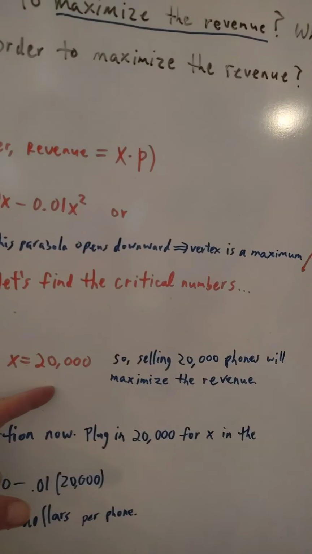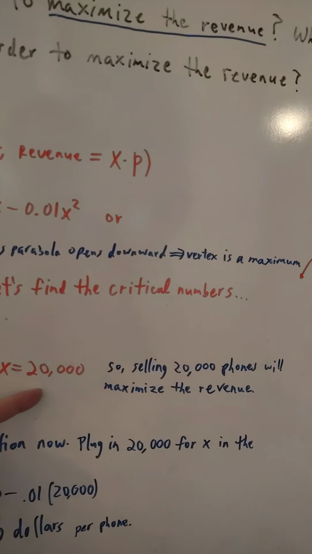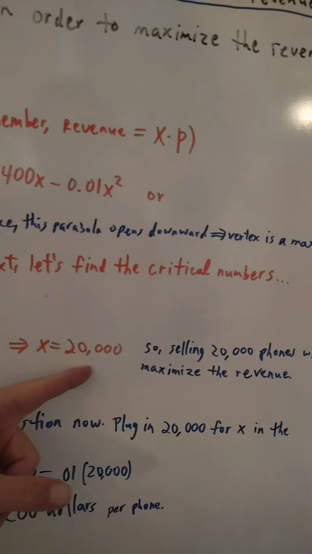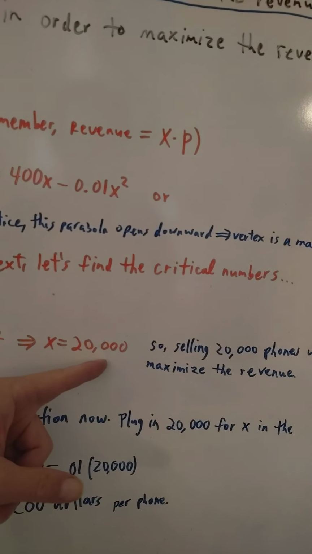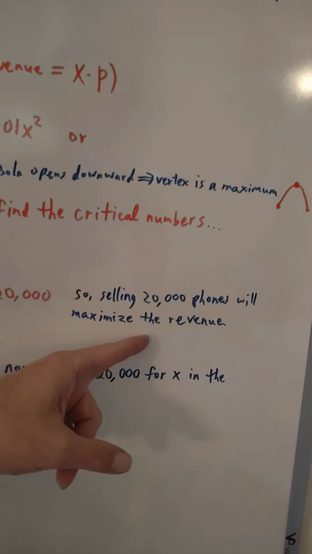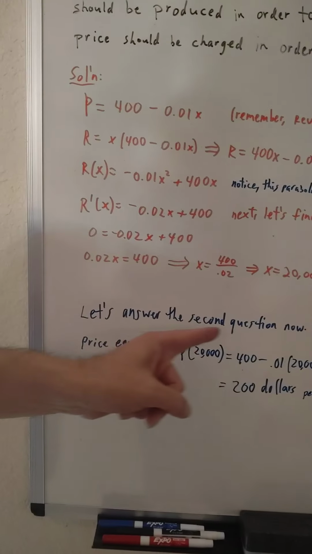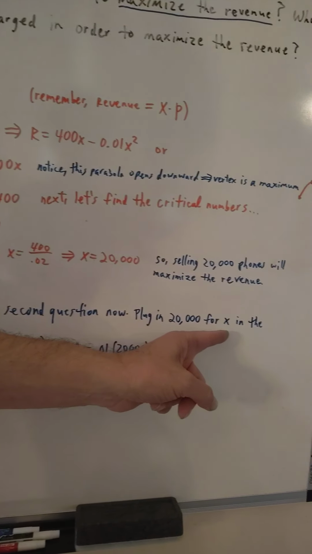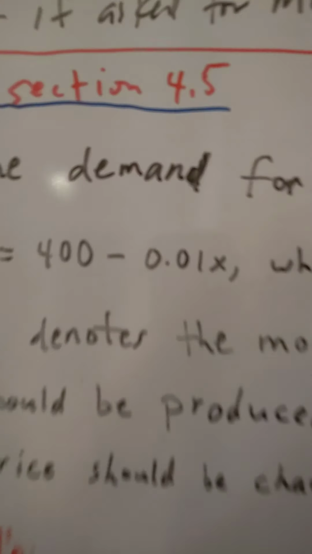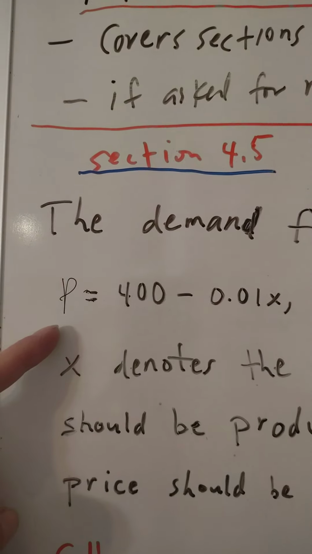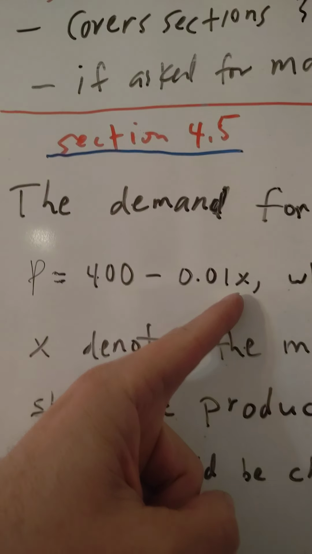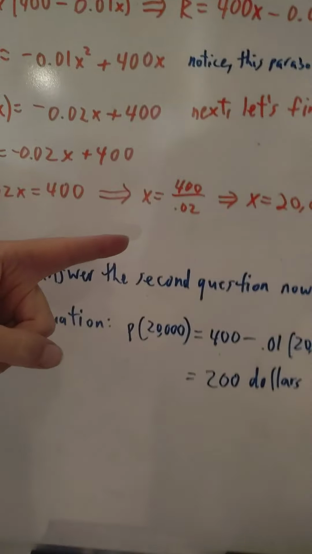So, how many phones should be sold to maximize the revenue? 20,000. Notice the x-coordinate of the vertex gives you the answer. Selling 20,000 phones will maximize the revenue. Let's answer the second question now. Plug in 20,000 for x in the price equation, and that will tell us the optimal price. So there is the price equation. And what are we going to let x equal, which stands for the number of phones sold? How about 20,000, because that's apparently the optimal number to sell.